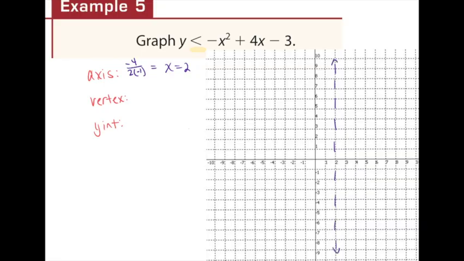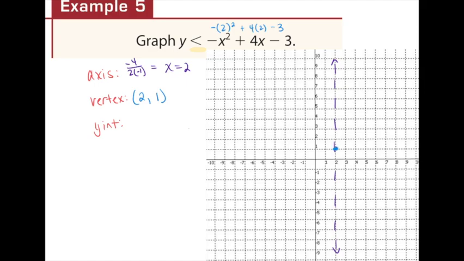My vertex, well, I'm going to take that 2 and I'm going to plug it in. So I'm going to say negative 2 times 2 squared plus 4 times 2 minus 3. So I have negative 4 plus 8, that is 4, minus 3 is 1. So my y value here is 1. So I'm going to go to the point (2, 1), and I'm going to put my vertex there.